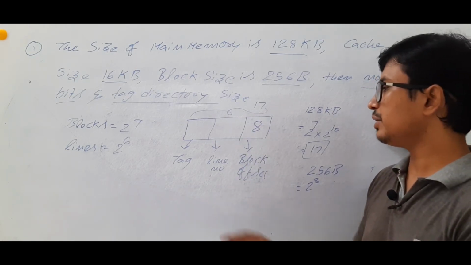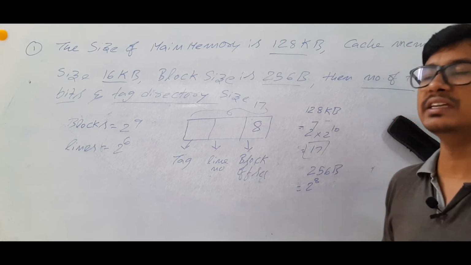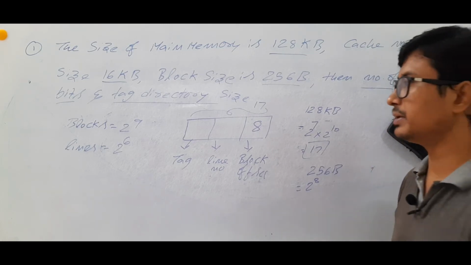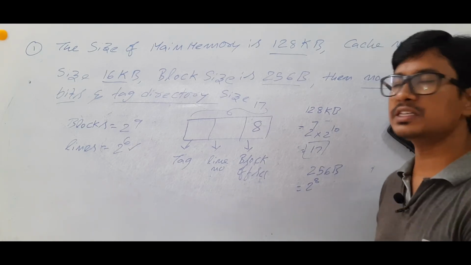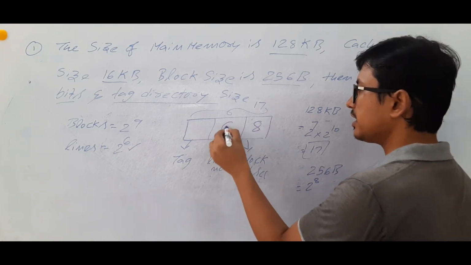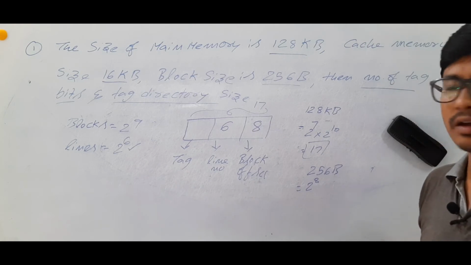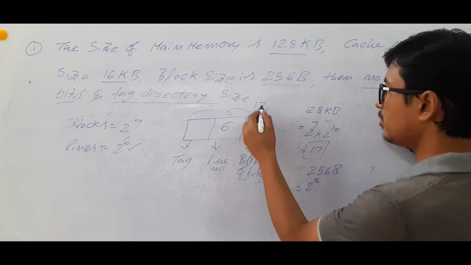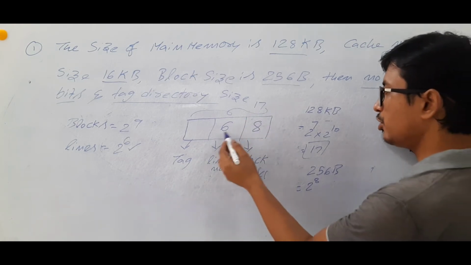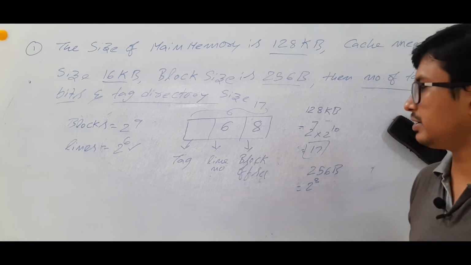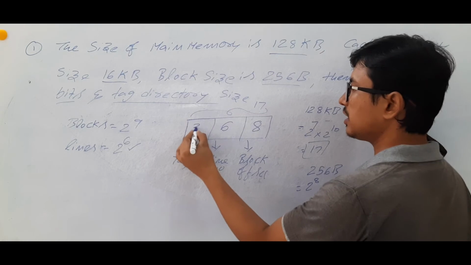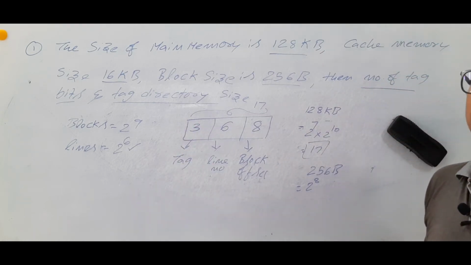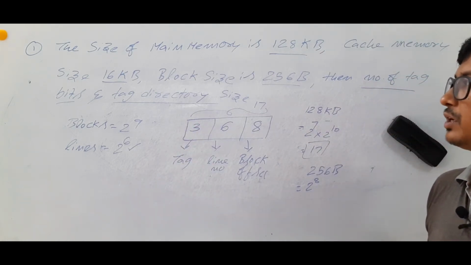And the second one is the line number. How many lines are there in the cache memory? The number of lines is equal to 2 power 6. So 2 power 6 lines can be identified using 6 bits. Are you able to understand? So out of a total of 17 bits, 14 bits are allocated for the line number and the block offset. The tag bits are equal to 3.